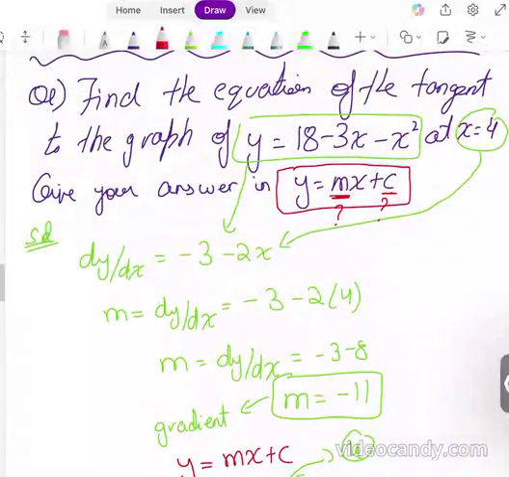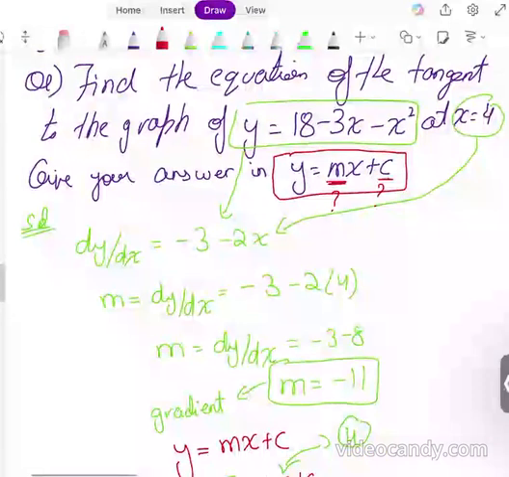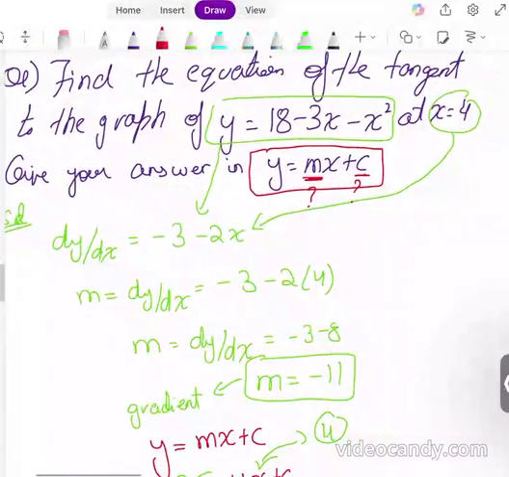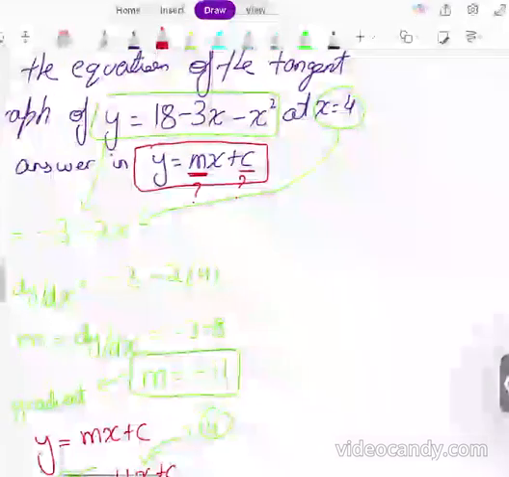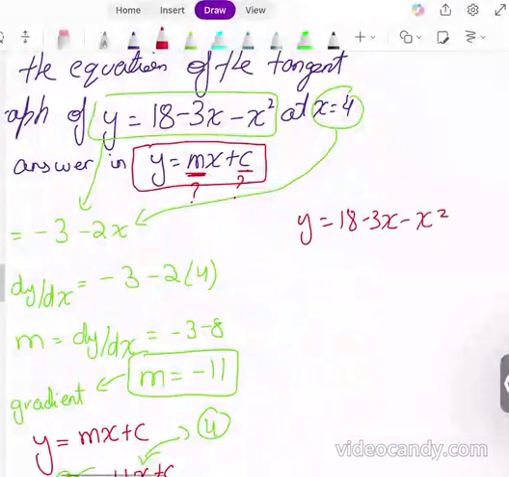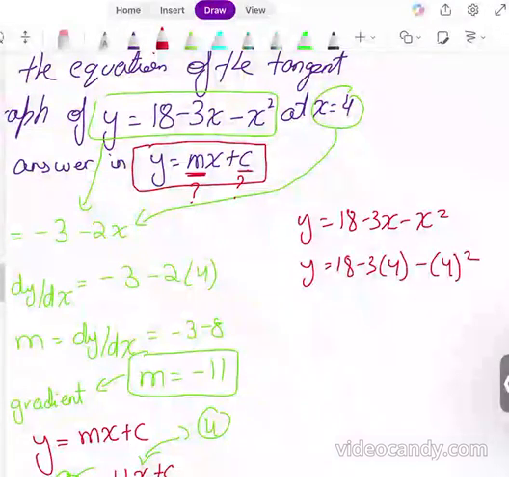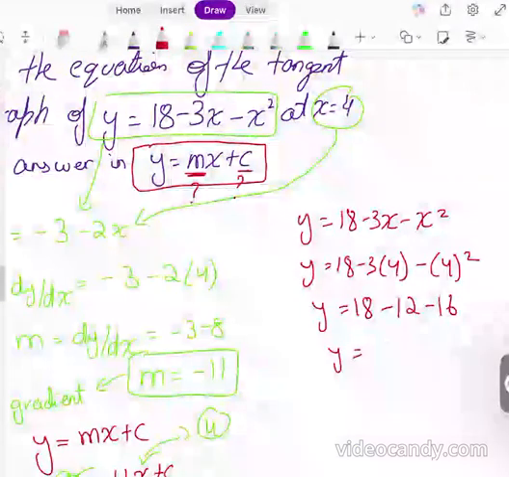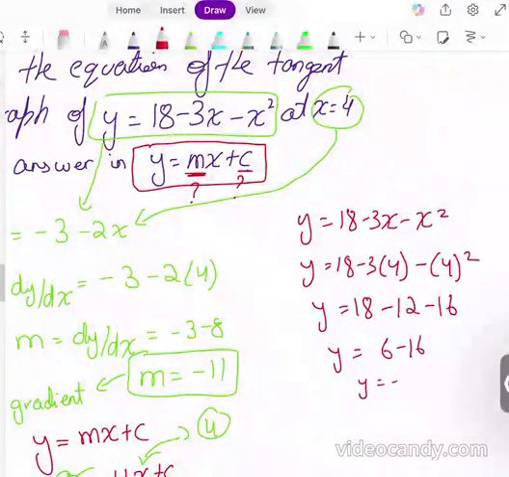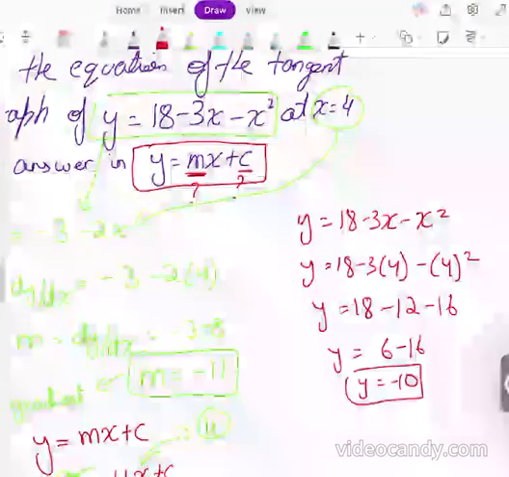You can see that in the question, they have given y is equal to 18 minus 3x minus x square, and the value of x is 4. So we have done this process previously, that we put the value of x in the equation and then we got the value of y. The value of y will become, I think, minus 10. I will check. 18, this will be minus 12, this will be 16. So 18 minus 12 is 6, 6 minus 16. So the value of y is minus 10.